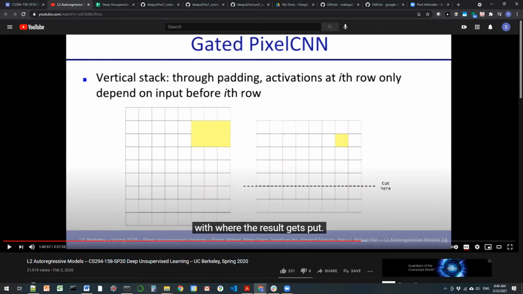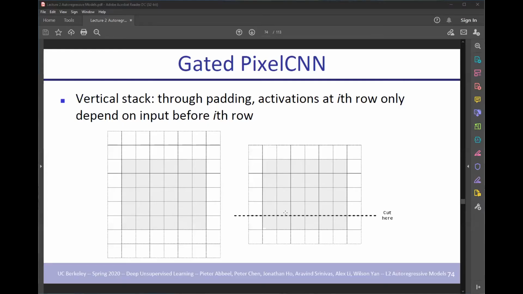In fact, he talks to it in the lecture, saying that typically what is done in the gated pixel CNN is that the last row is dealt with differently than every other row. And that makes sense, because if you look now, I'll stop sharing and switch to the slide. I think that's kind of what I'm pointing to right now. Let me know when you see it. Here he has this dotted line which says cut here. Can you see the slides?